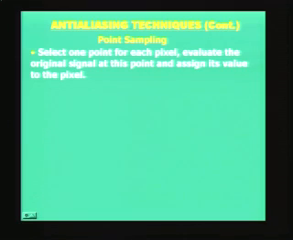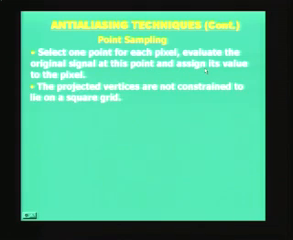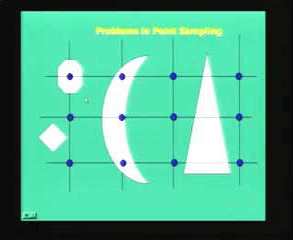Let us look at other concepts of anti-aliasing, which is based on point sampling, where in this case we select one point for each pixel, evaluate the original signal at this point and assign its value to the pixel. What does this mean? That it has certain drawbacks. We will read this drawback and see the example. The projected vertices of a polygon, let us consider the vertices of a polygon, are not constrained to lie on a square grid. Let us see this particular example.